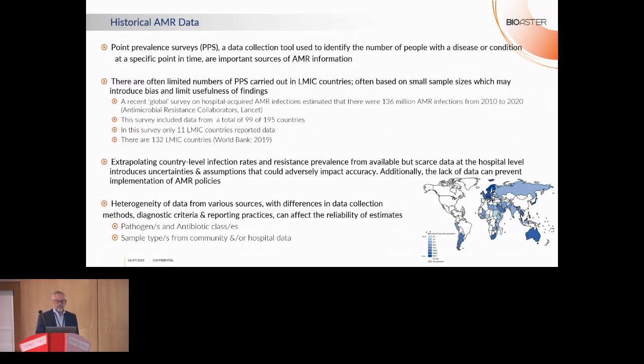Also, extrapolating country-level infection rates and prevalence from available but scarce data at the hospital level, where most point prevalence surveys are done, introduces uncertainties and assumptions, and can impact accuracy. Additionally, the lack of data can prevent the implementation of AMR policies on a countrywide level. The heterogeneity of data from different sources, differences in data collection methods, diagnostic criteria, and reporting practices can all affect the reliability of estimates. This applies to the pathogens, the antibiotics, the sample types, and whether it's from community or hospital data.